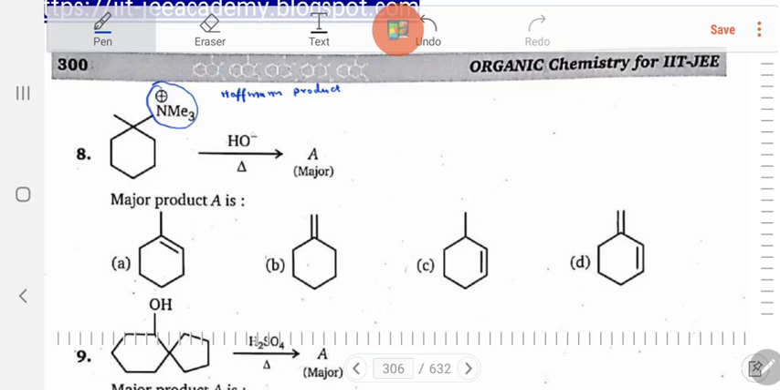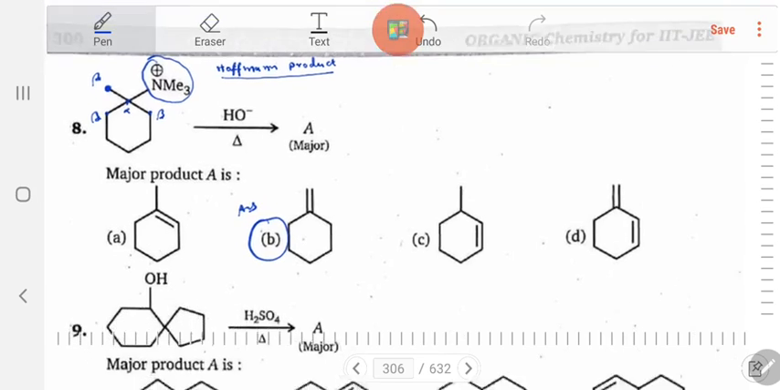So already we discussed in Hofmann elimination, the Hofmann product means the least substituted alkene must be obtained. So the least substituted alkene means you should get the double bond here, because this is alpha, this is beta, this is beta, this is also beta. Among them the least substituted beta carbon is this. Therefore hydrogen will be abstracted from this carbon and you will get a double bond here. So the correct answer is B. That is the correct product, because the elimination is Hofmann elimination. Now coming to question number 9.